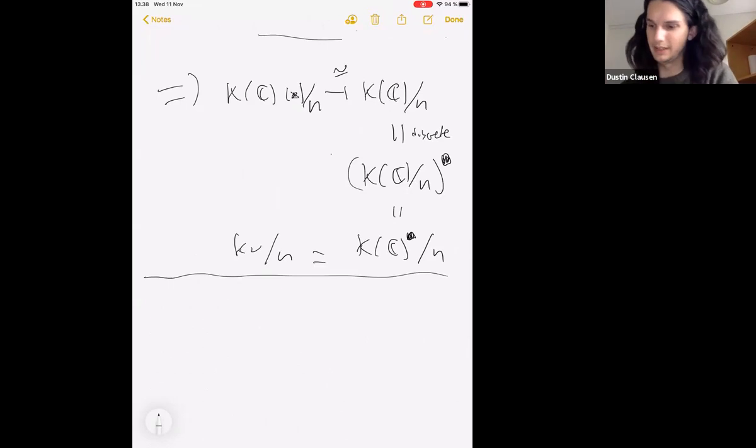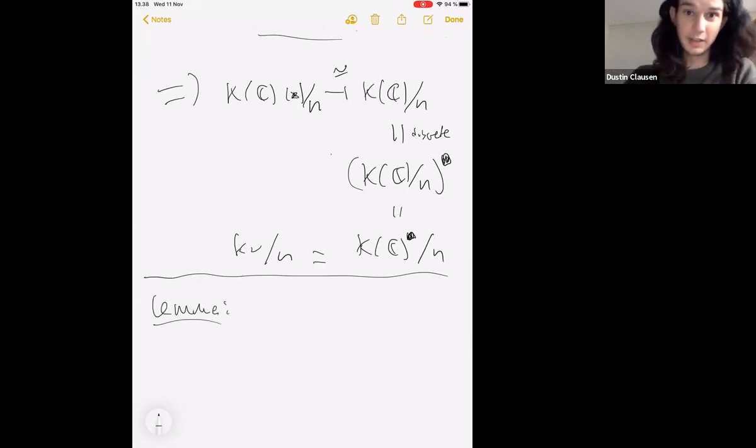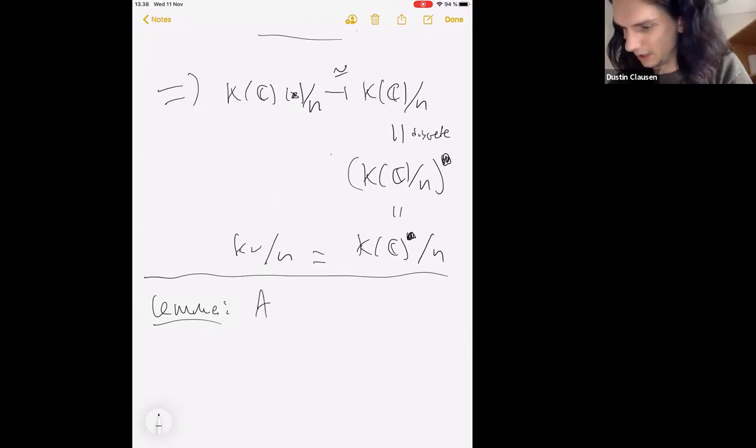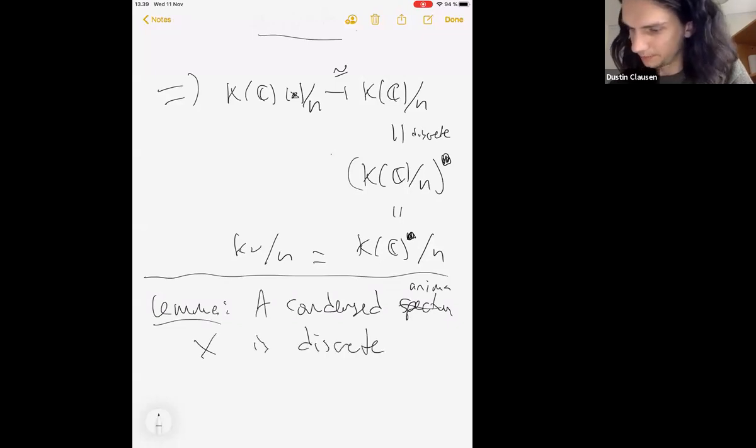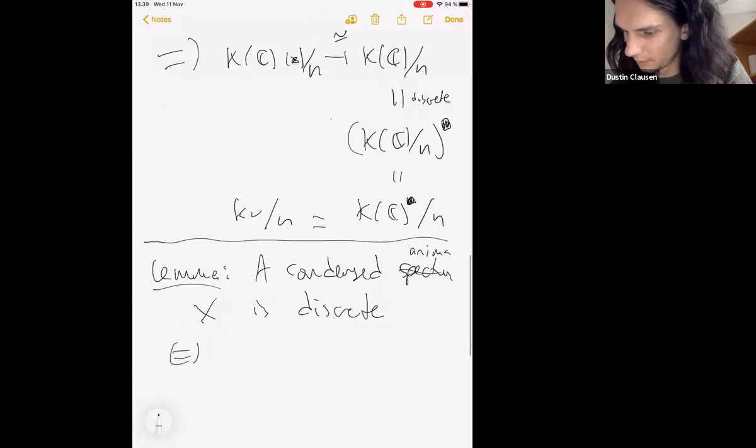So first let me give a little lemma, which is how do you tell whether a condensed spectrum is discrete? Or even I could say anima too. If and only if we're all extremely disconnected.